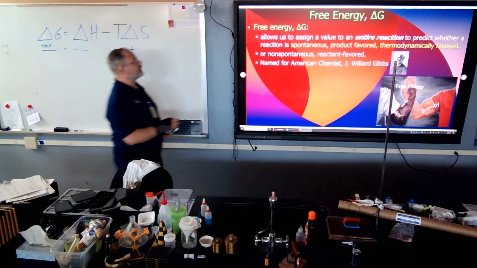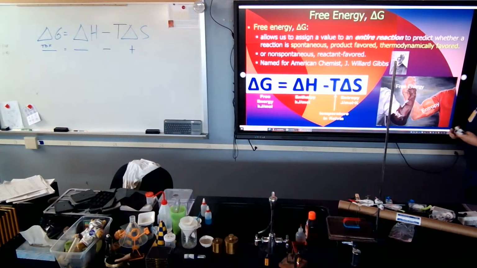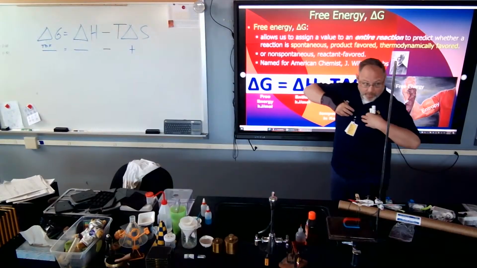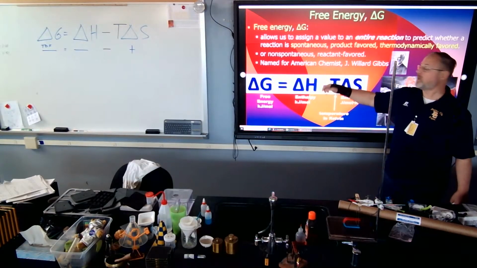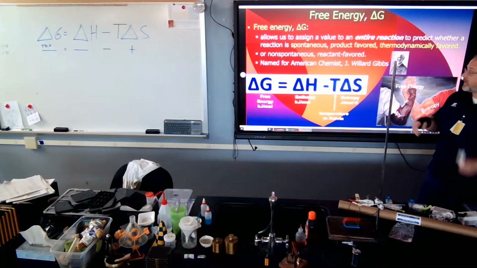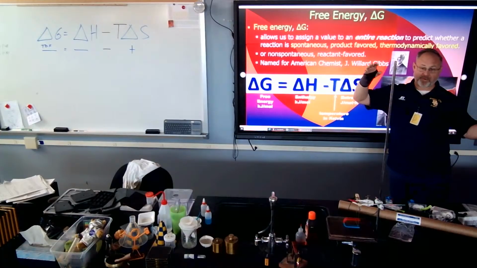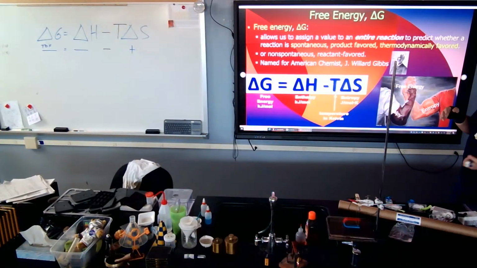So this is Gibbs' equation. Delta G equals delta H minus T delta S. The free energy available to us from the system equals the enthalpy minus the entropy term. And again, the entropy term is tied to temperature. Temperature magnifies the entropy term. Determines how big it is because it determines how much the particles are moving.